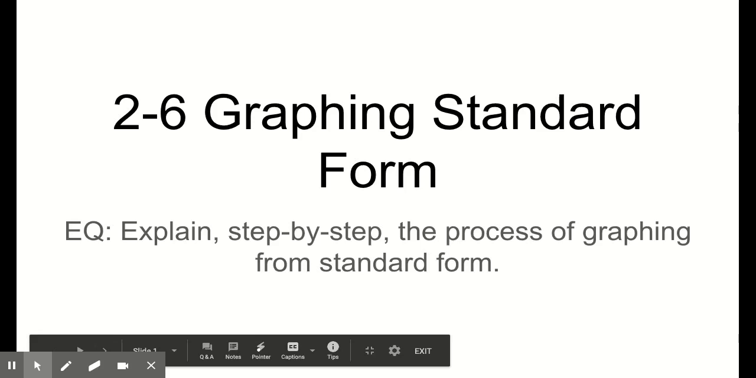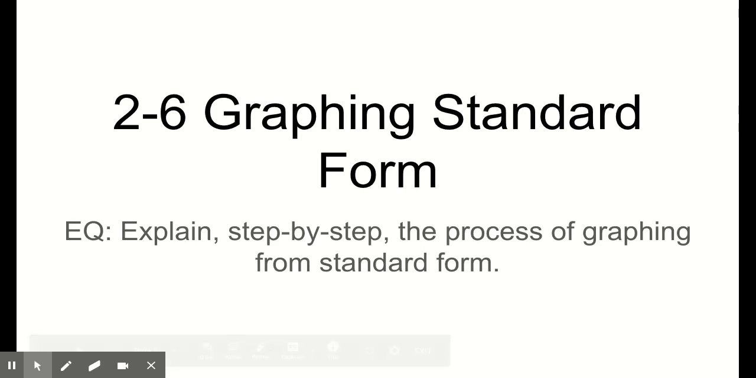So today we're going to look at graphing functions from standard form. For your central question, I want you to explain step by step the process of graphing from standard form. You're going to see that with standard form, there's a little bit more algebra or mathematical work that has to occur before we're actually able to graph from standard form.